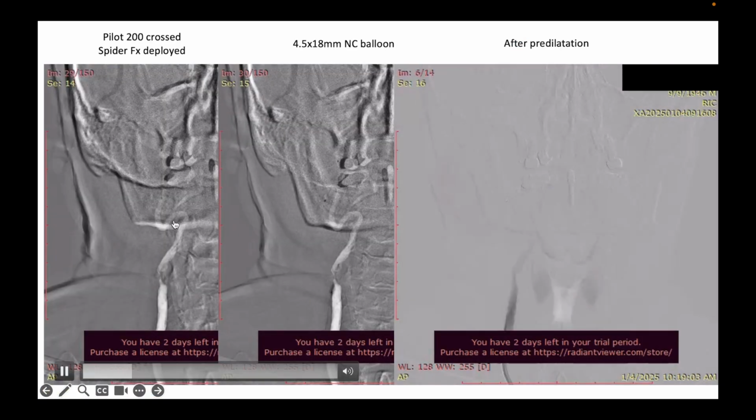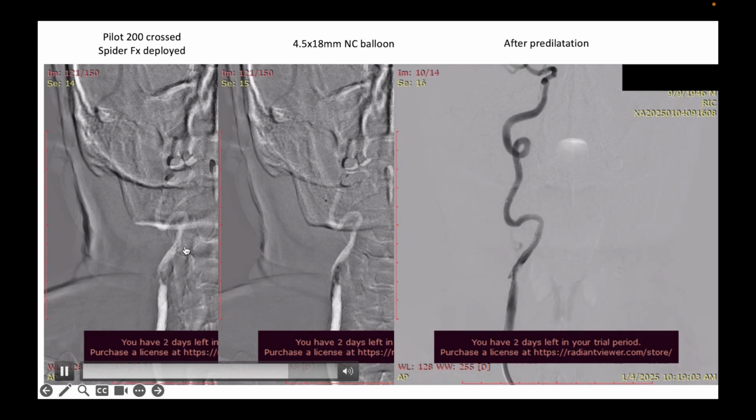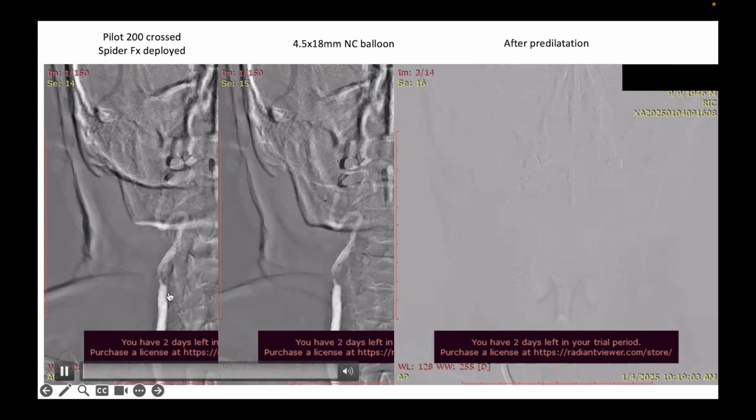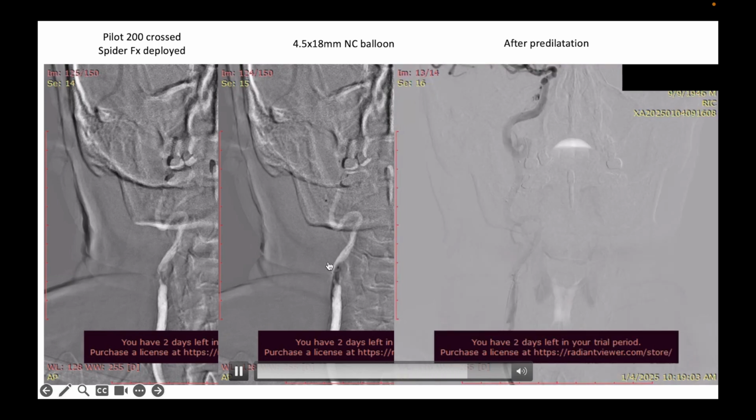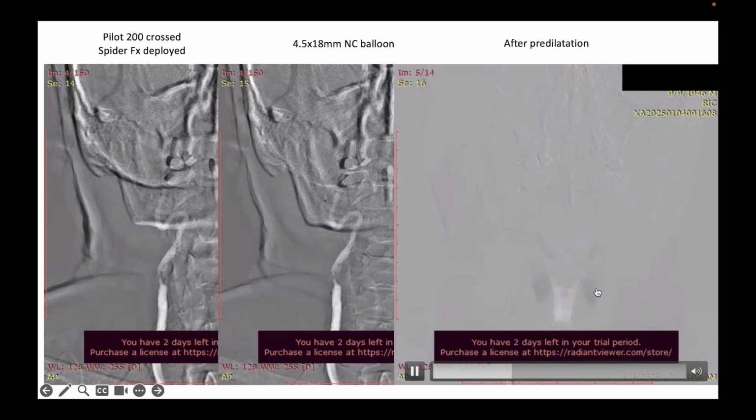So instead of NAV6, we took Spider FX because that can go on any wire. So we used a Pilot 200 wire to cross this lesion, and then we deployed the Spider FX and pre-dilated with a 4.5 by 18 non-compliant balloon. After that, after pre-dilatation, you can see here that's the result.